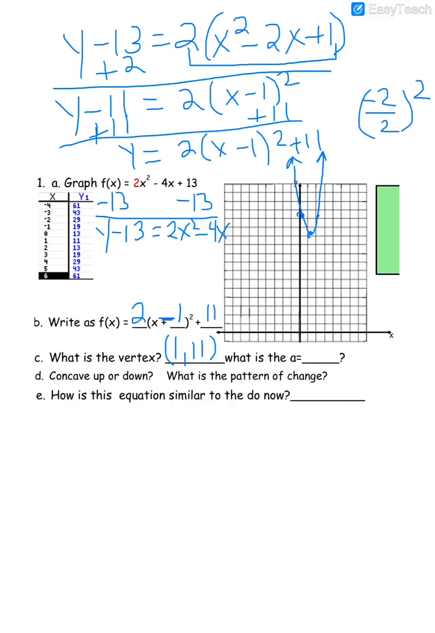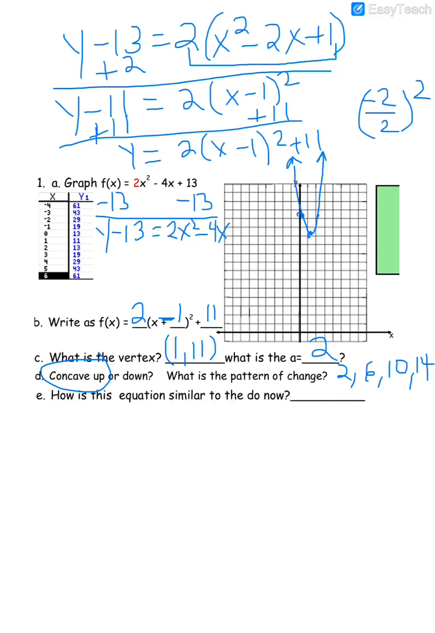What is the A? The A is a 2. Is it concave up or concave down? It's concave up. What is the pattern of change? It's up by 2, 6, 10, 14, not the 1, 3, 5, 7 that we know.